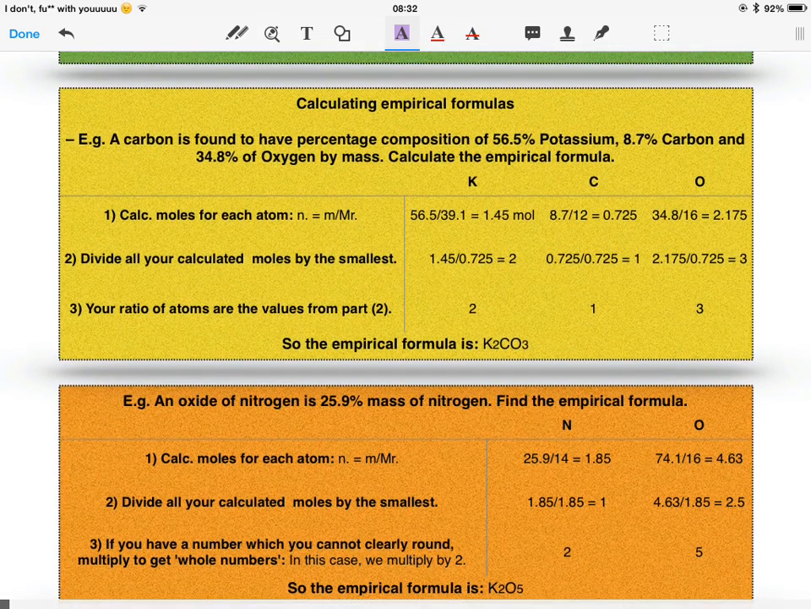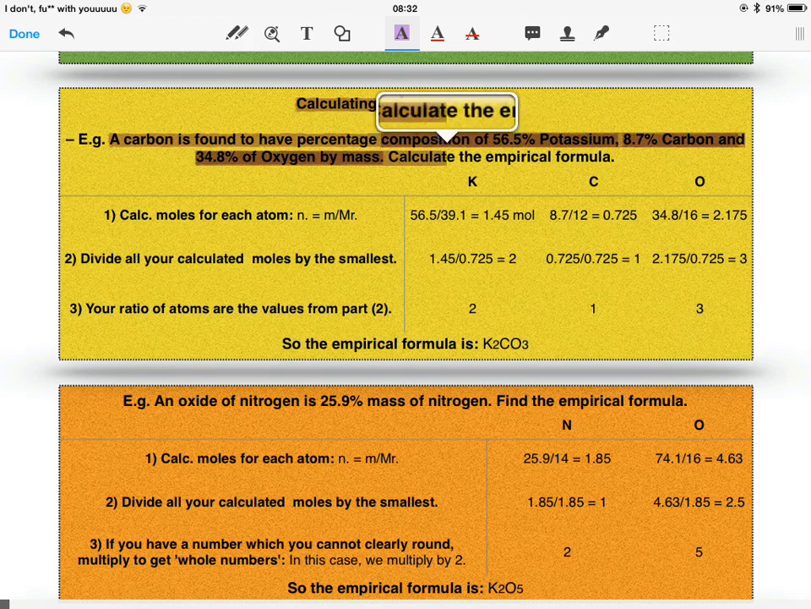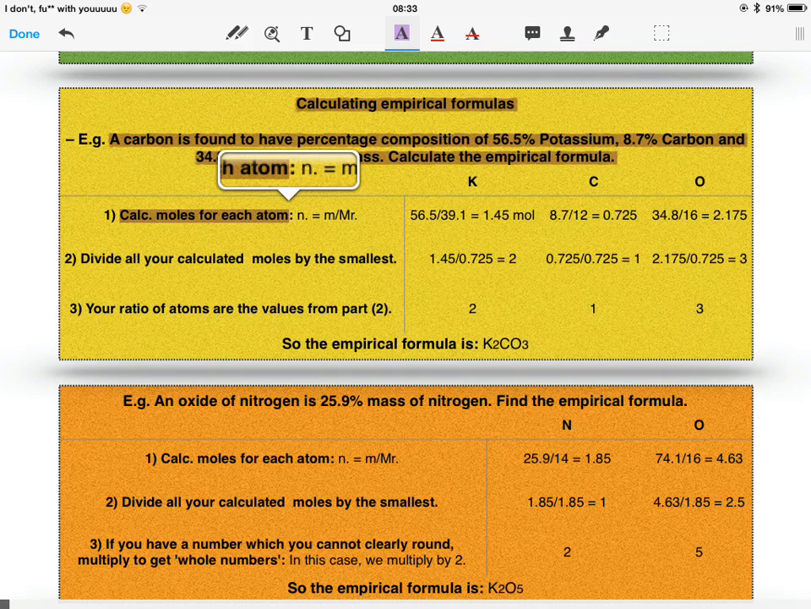Another thing you may be asked to do in an exam is calculate the empirical formula. Again, this is easy. So for example, a compound is found to have percentage composition of 56.5% potassium, 8.7% carbon, and 34.8% oxygen by mass. Calculate the empirical formula. So for this, the first step we do is we calculate the moles for each atom.